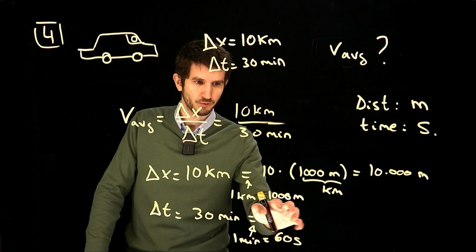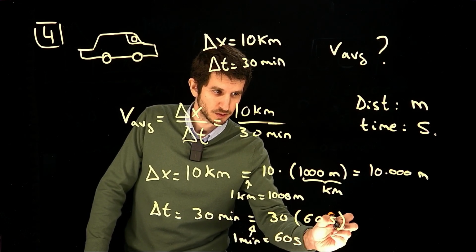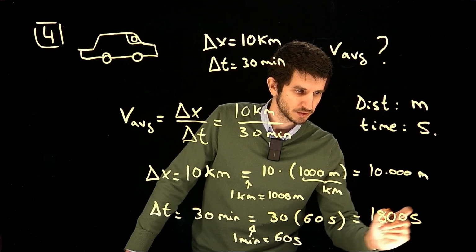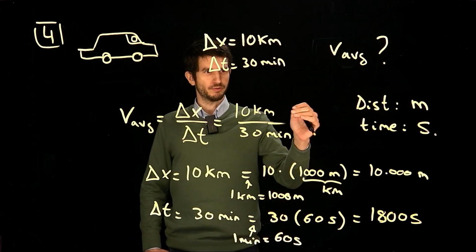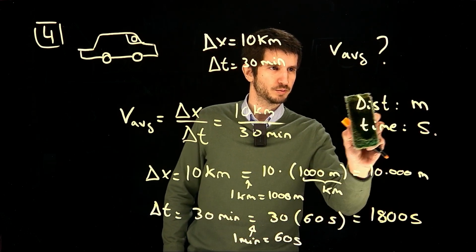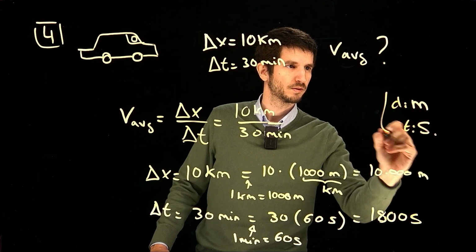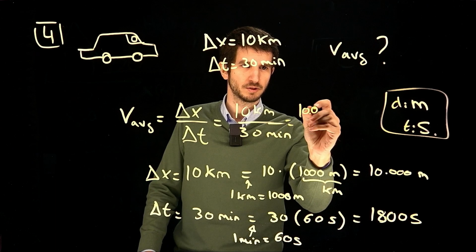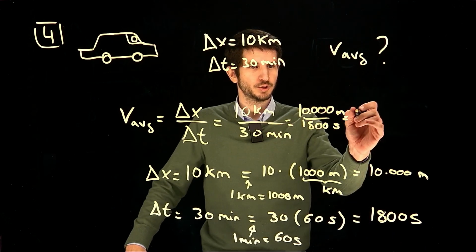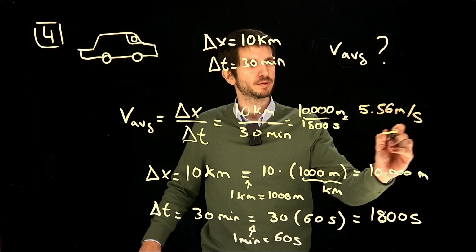And so I can replace minutes with 60 seconds, so that's going to be 30, and now instead of minutes, I'm going to write 60 seconds. If I multiply this, I'm going to find it's 1800 seconds. And finally, I can make just the division of 10,000 meters over 1800 seconds. So I can write 10,000 divided by 1800 seconds, which is of course 5.56 meters per second.